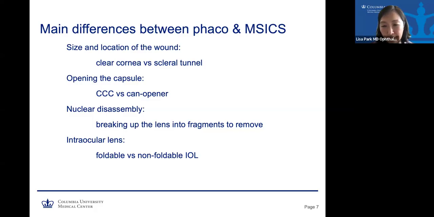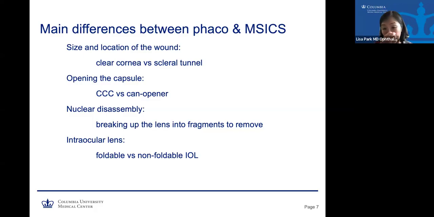Nuclear disassembly, obviously in manual surgery, you're removing the lens in its entirety. So prolapsing it out of the capsular bag and then bringing it out of a scleral wound. In phacoemulsification, we're going to break up the lens into smaller fragments and aspirate them using the handpiece.